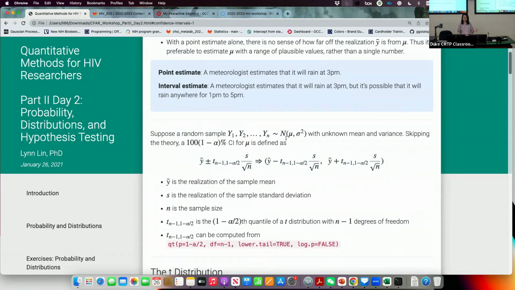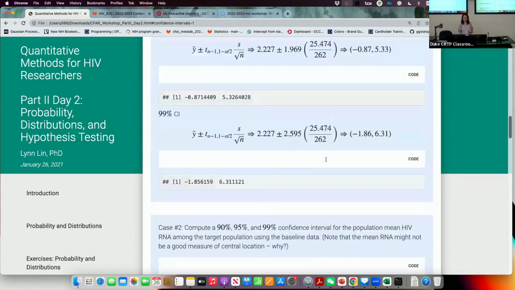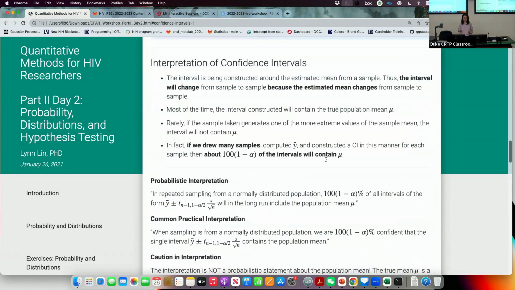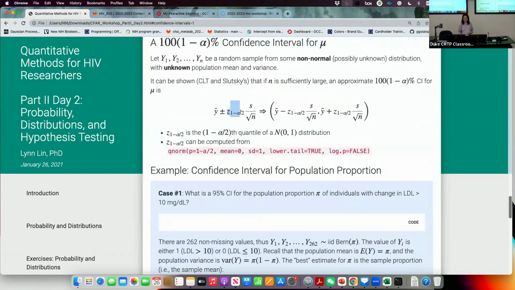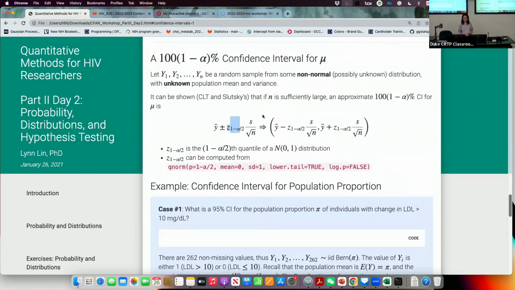If, for example, they are following a binomial distribution or any exponential, you cannot use that, where the constant is computed by a t-distribution. Instead, you are going to use a z-score, which is the quantile computed from the standard normal distribution.